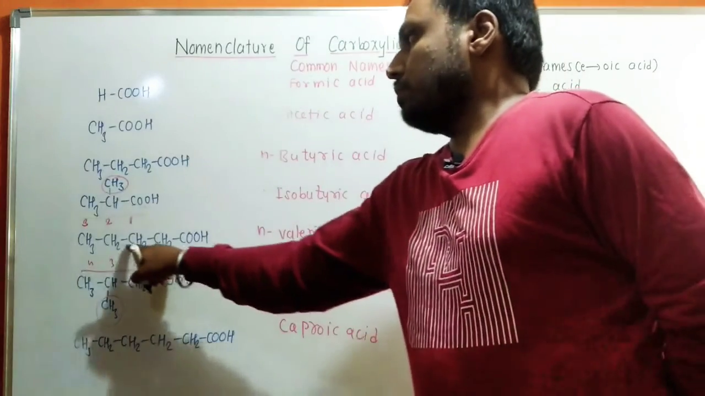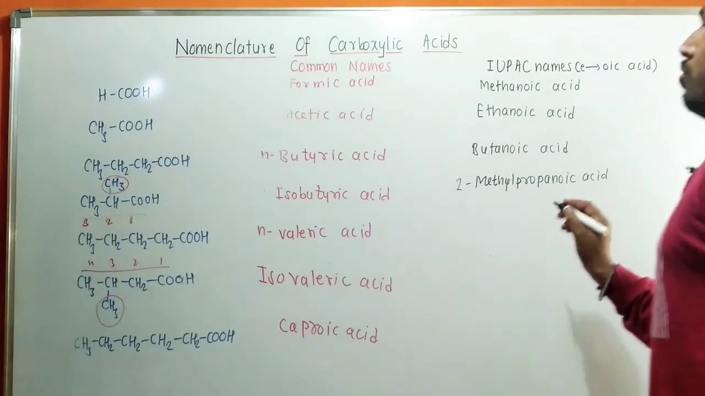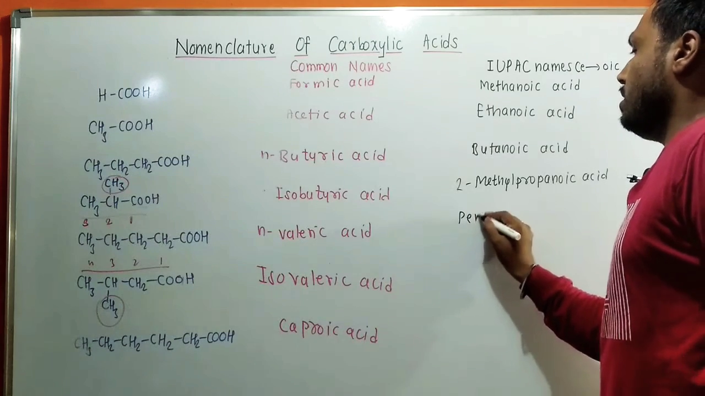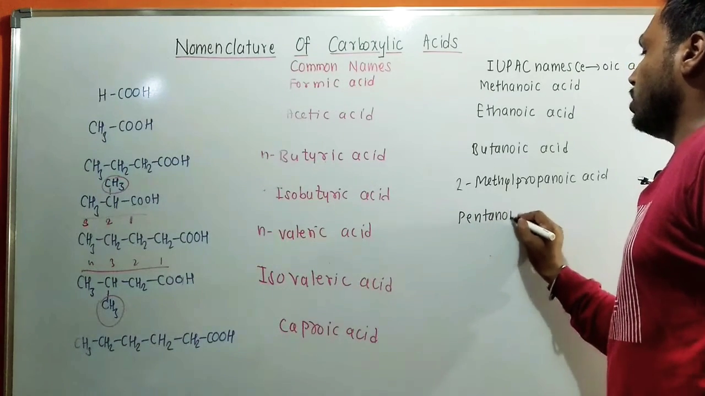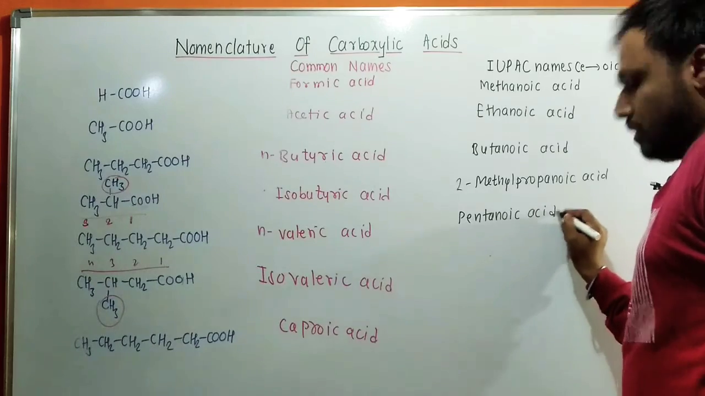Here, how many carbon atoms are there in the longest chain? 5. So a 5 carbon acid is based on pentane. Replace E by oic acid. So the name will become pentanoic acid.